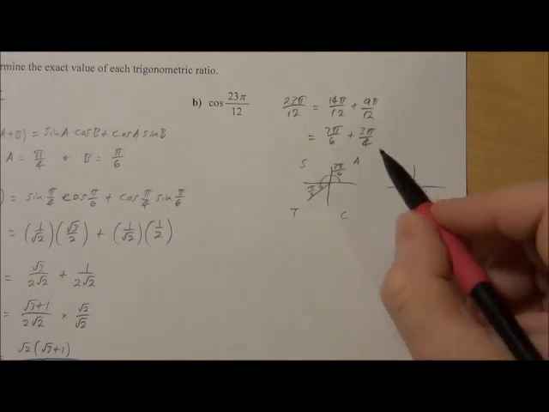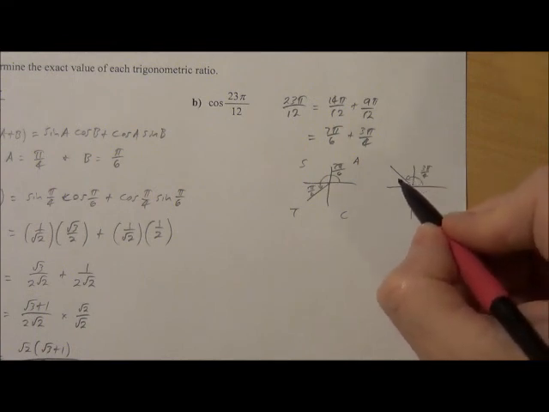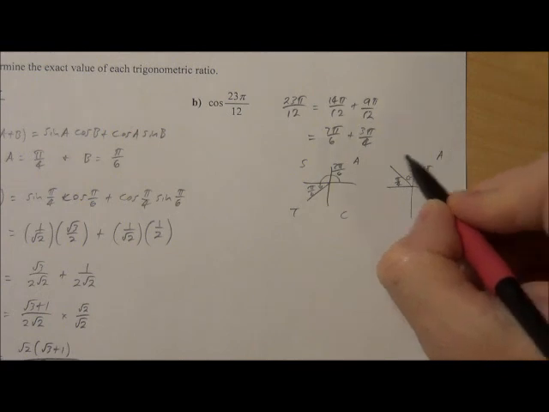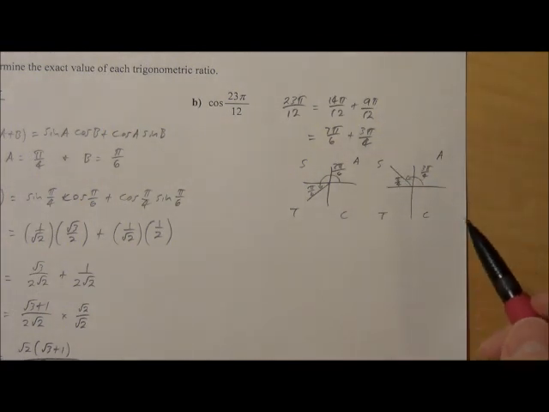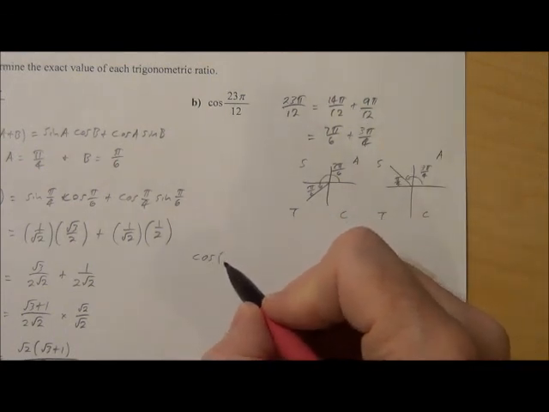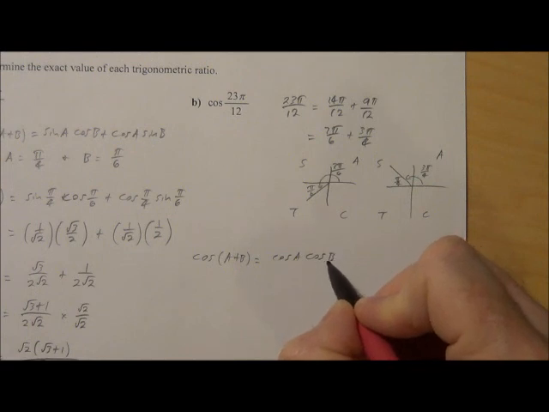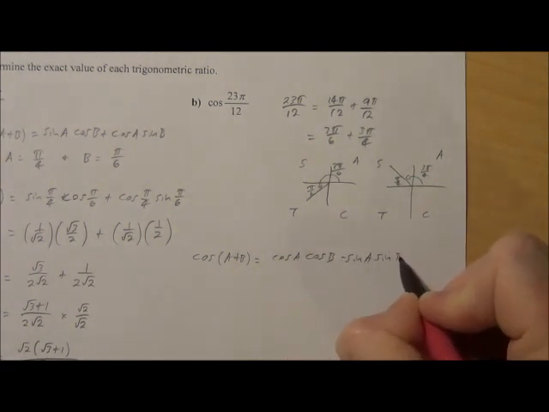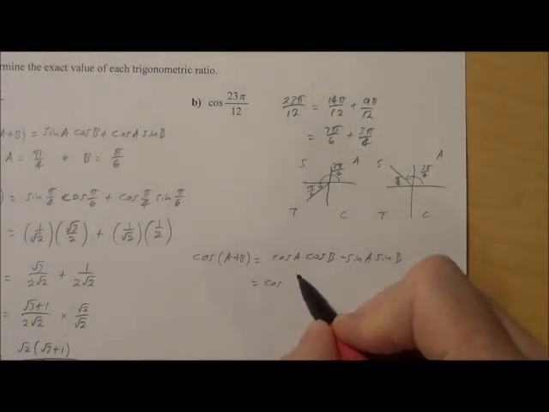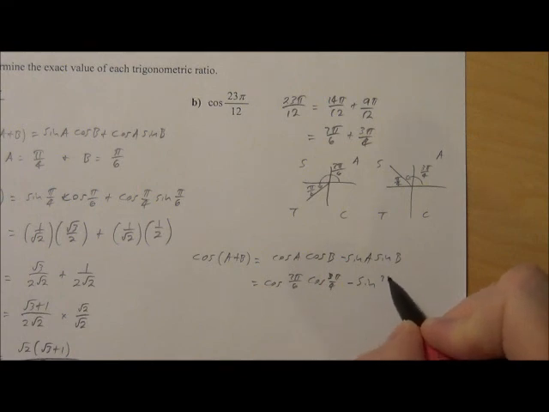And then for 3 pi by 4, we know it's over here. So that's 3 pi by 4, and the beta angle is pi by 4. Again, apply the CAST rule. And then from there we can just work this out. Because we're using a sum, cos of a plus b equals cos a cos b minus sine a sine b, which is cos of 7 pi by 6 cos of 3 pi by 4 minus sine of 7 pi by 6 sine of 3 pi by 4.